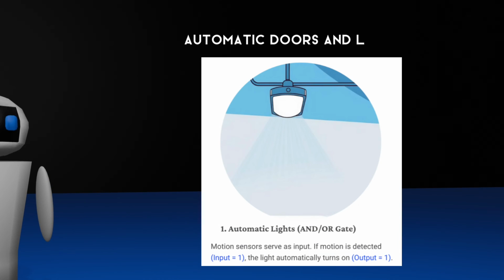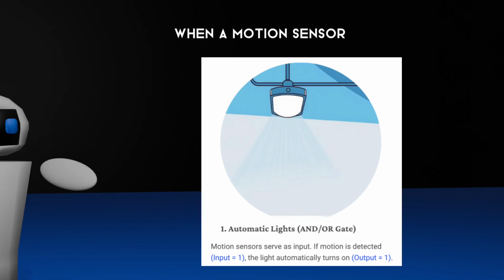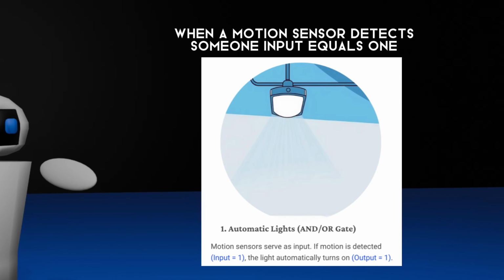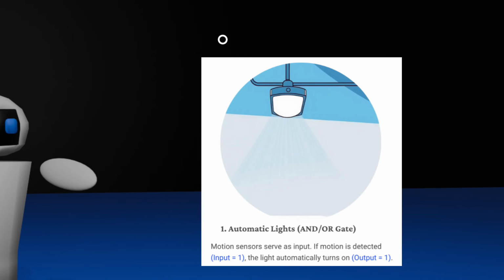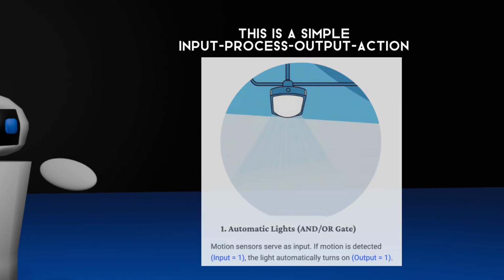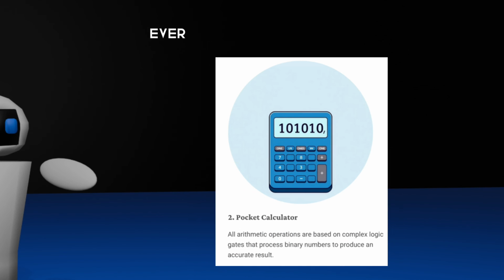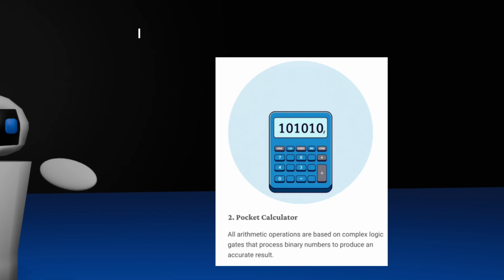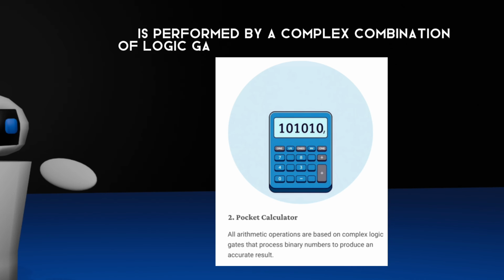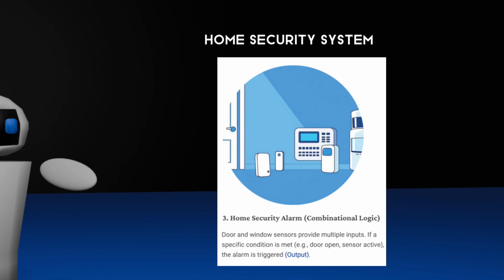Automatic doors and lights. When a motion sensor detects someone, input equals 1. It triggers the door to open or the lights to turn on. Output equals 1. This is a simple input-process-output action. Calculators. Every mathematical operation, from basic addition to complex functions, is performed by a complex combination of logic gates that process binary numbers.